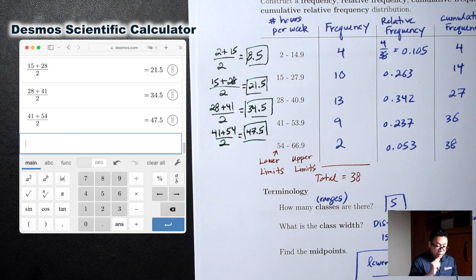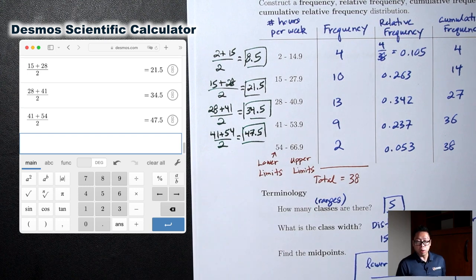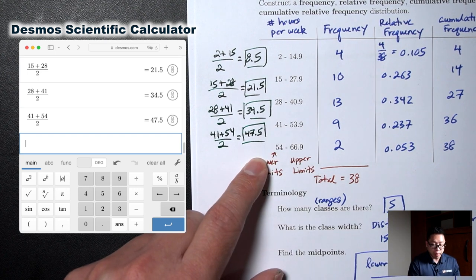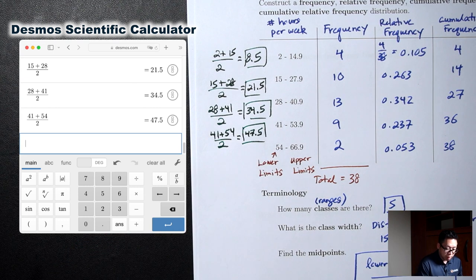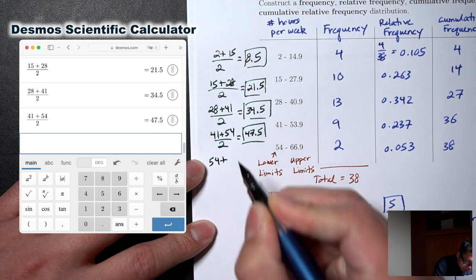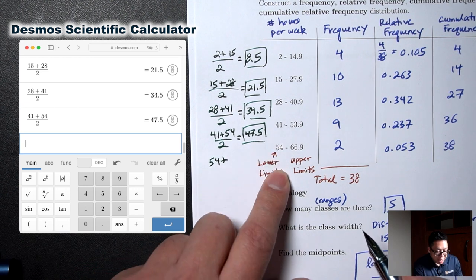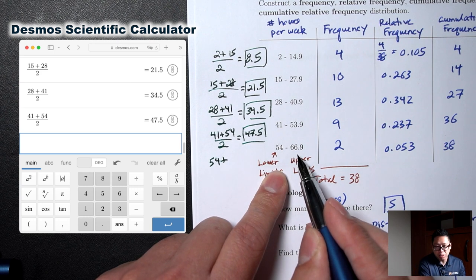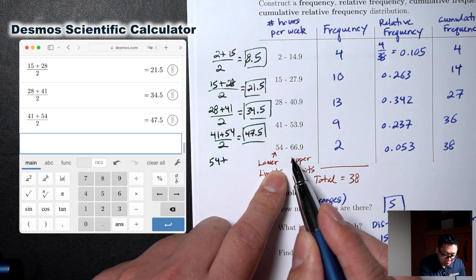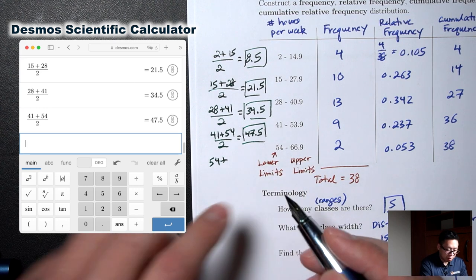Okay, we're not done. So I said you should have one midpoint for each range. There are 1, 2, 3, 4, 5 ranges. I have so far 1, 2, 3, 4 midpoints. I need one more midpoint for this last range. So 54 plus what? There's no more lowers. So what do we do? Well, the next lower should come right after this upper. So what's the number that is right after 66.9? 67, right? So you can do it that way.